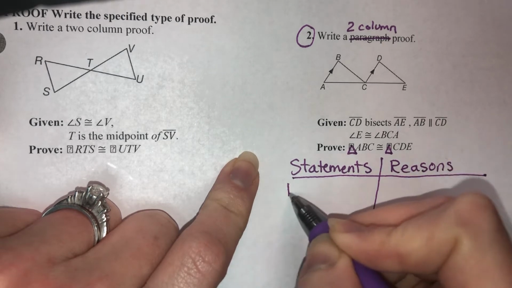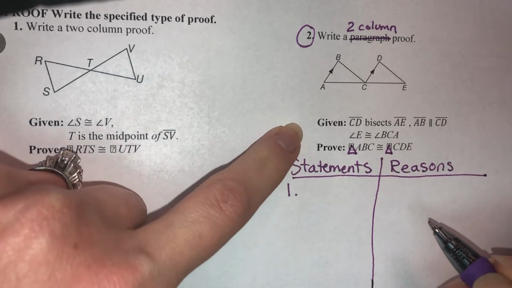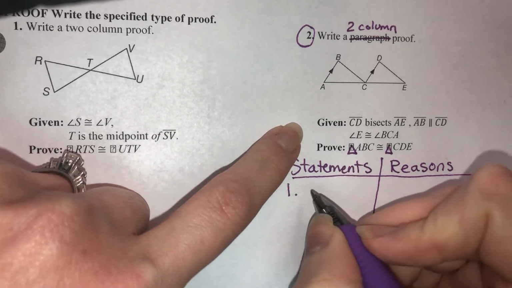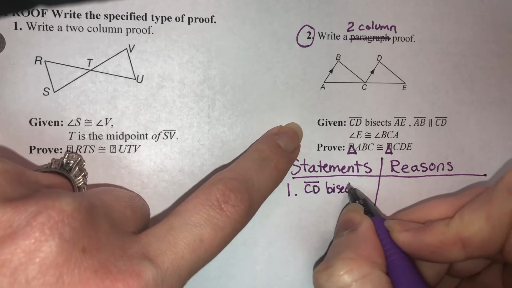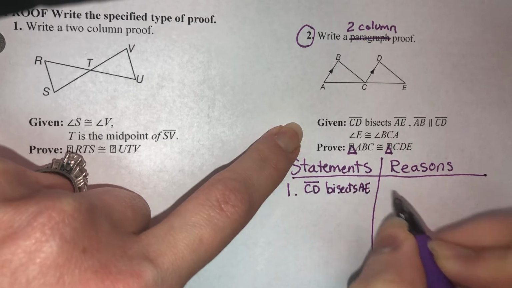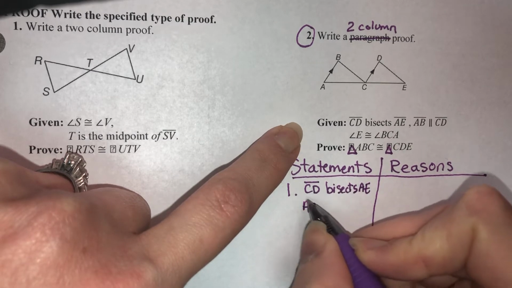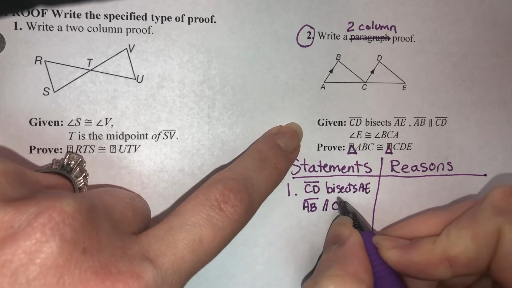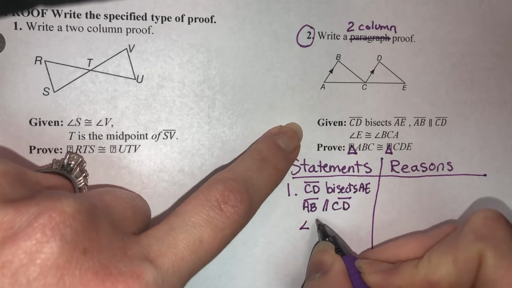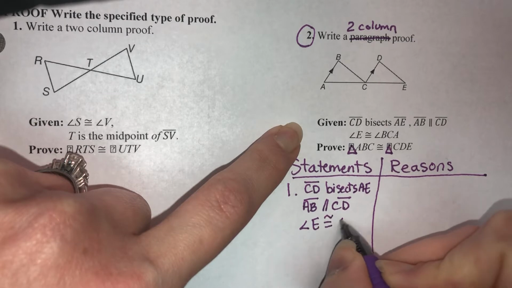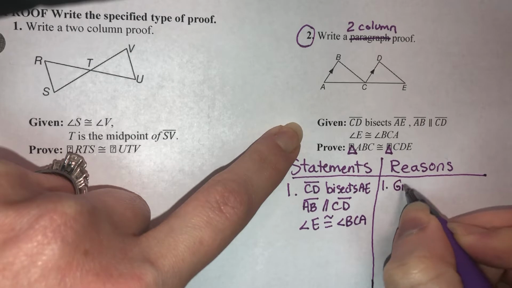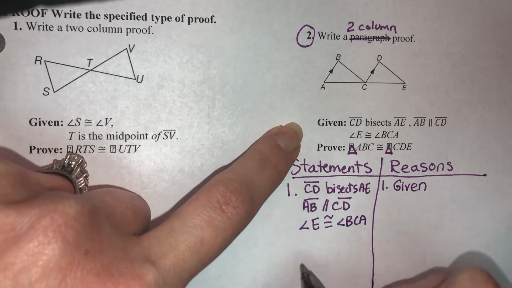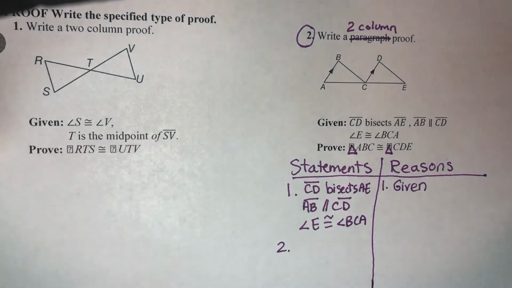And my first statement always comes from my given information. So they give me that CD bisects AE. Segment AB is parallel to segment CD, and angle E is congruent to angle BCA. I know all of this because it was given in the problem. So now let's see what we can figure out from here.